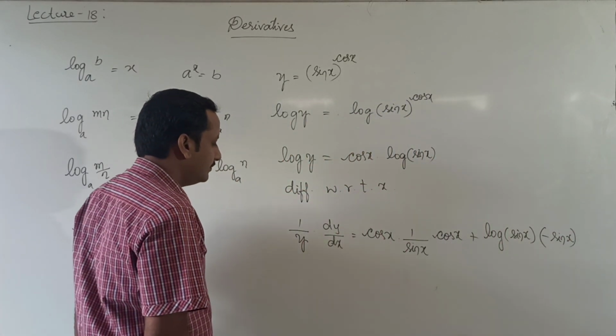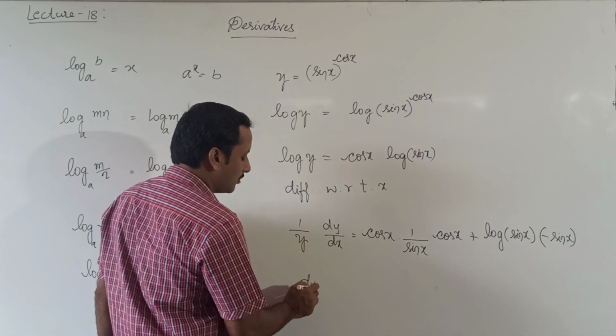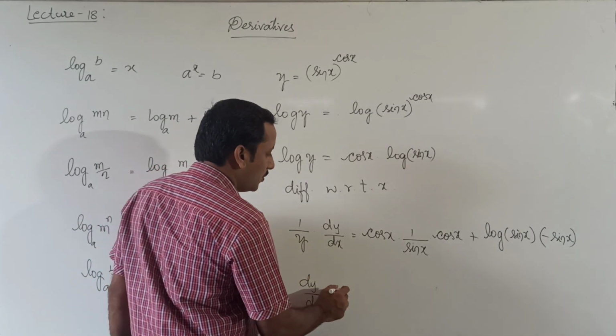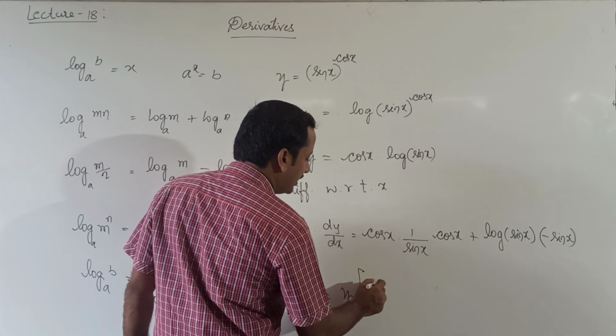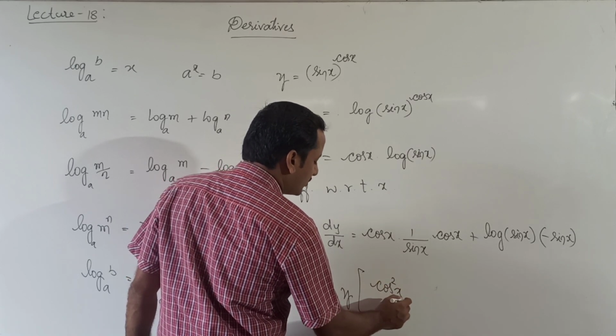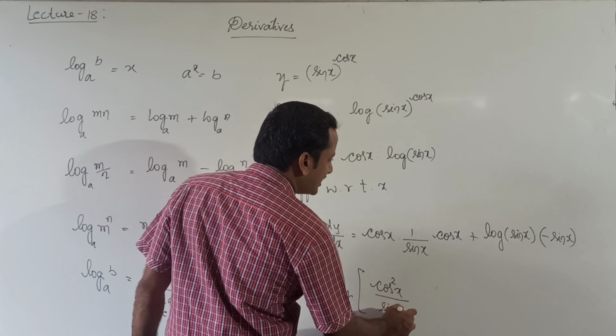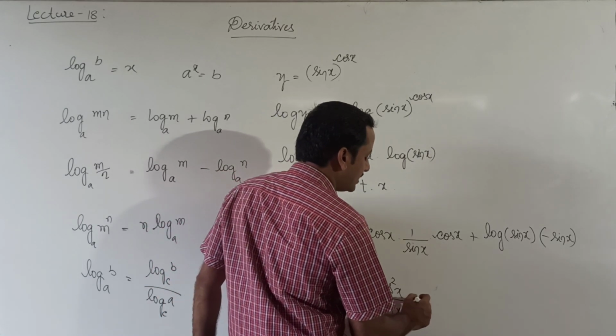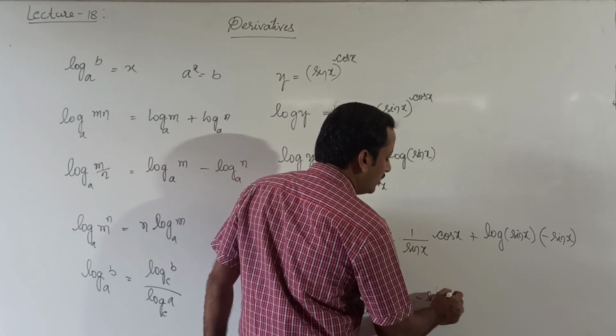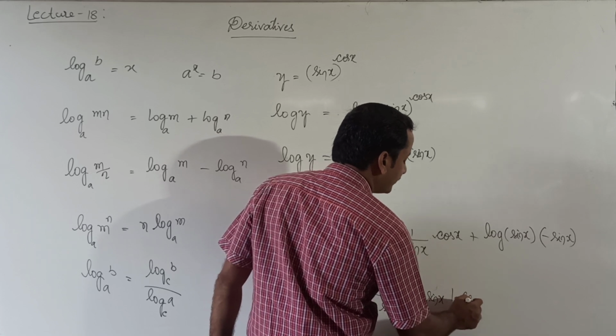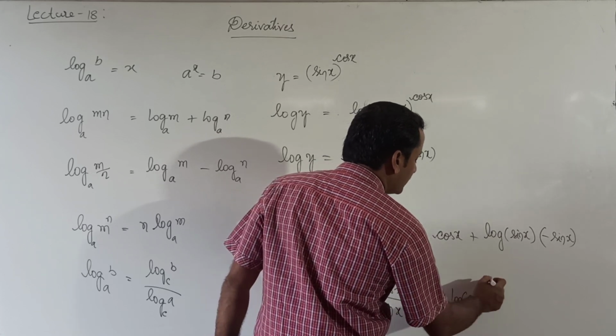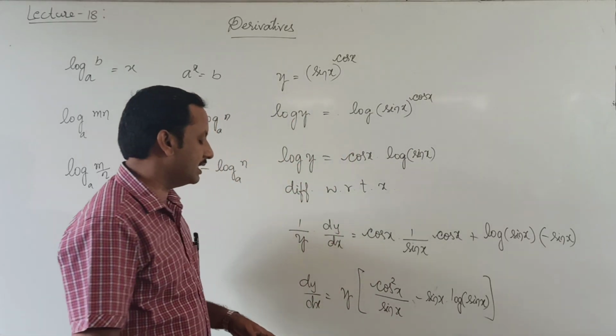Okay. So now dy by dx is equal to, take this y to the RHS. y into, here cos x into cos x will be cos square x divided by sin x, minus sin x into log sin x.